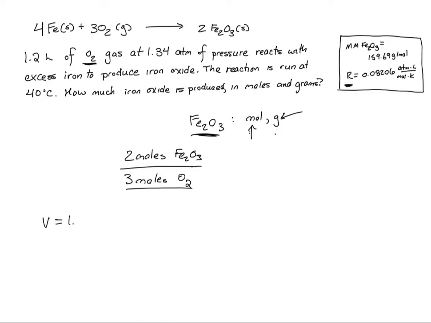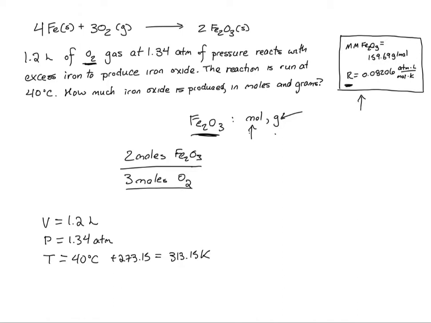We have volume, 1.2 liters. We have pressure, 1.34 atmospheres. We have temperature, which is 40 degrees Celsius. And if you add 273.15 to that, you're going to get 313.15 Kelvin, which is something we can actually use in a gas equation. And we were also given R right up there.